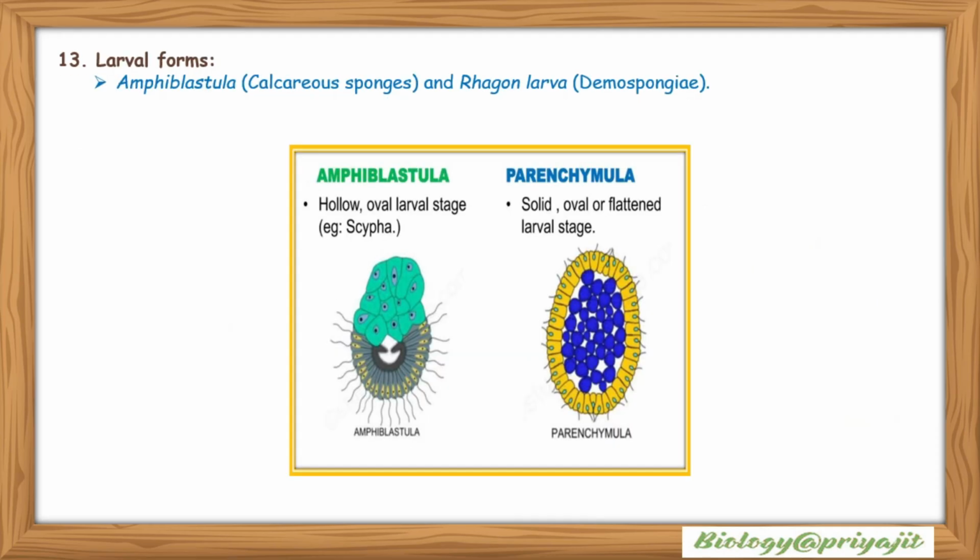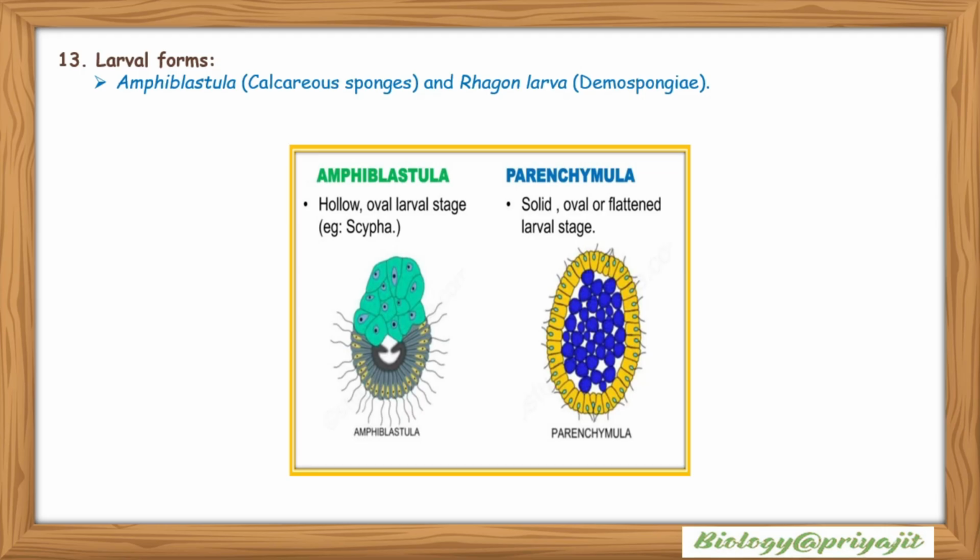Larval forms: amphiblastula, which is found in calcareous sponges, and parenchymula larva, which is the larva of demosponges, are found. But except amphiblastula and parenchymula larva, there is another larva. Amphiblastula is a hollow oval larval stage.